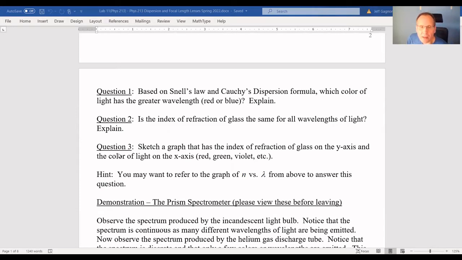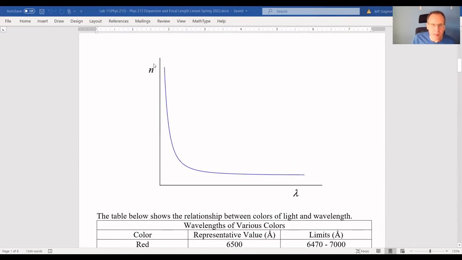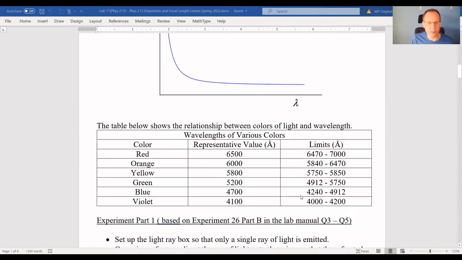And in question 3, I simply want you to sketch a graph that has the index of refraction of glass on the y-axis, so n is on the y-axis, and the color of light is on the x-axis. So basically, if you go back to this graph that I gave you, where I did n versus lambda, you can just sketch the same exact graph, except on the x-axis, instead of lambda, wavelength, you're just going to list the colors in the correct order, right? So whatever color of light goes here, which should have the shortest wavelength, and this one should have the longest, right? So list the colors of light in the correct order.